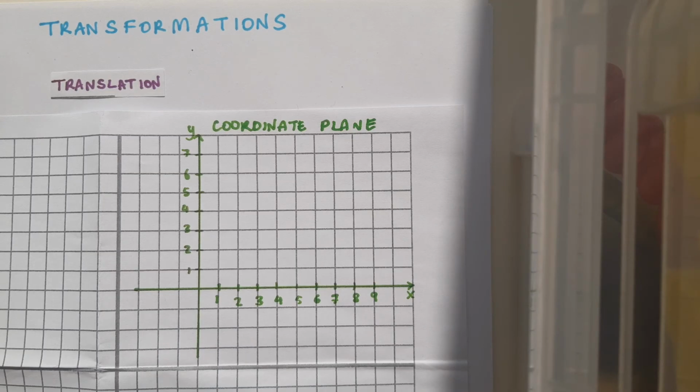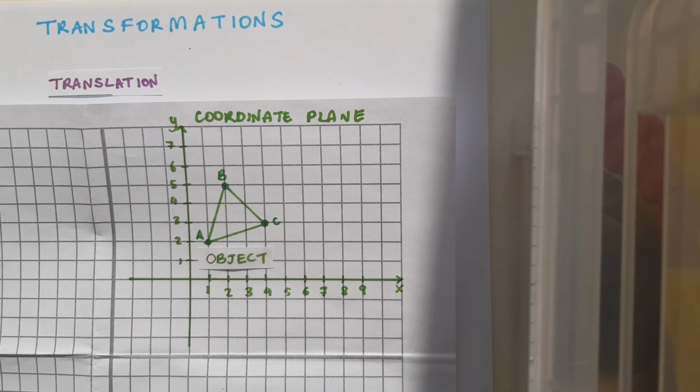We sometimes also encounter translation on the coordinate plane. Here I have my object, which is the triangle ABC. Pause the video for a moment and write down the coordinates of the 3 points A, B and C.